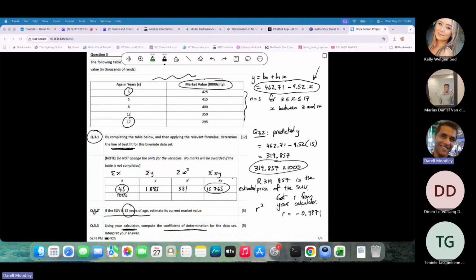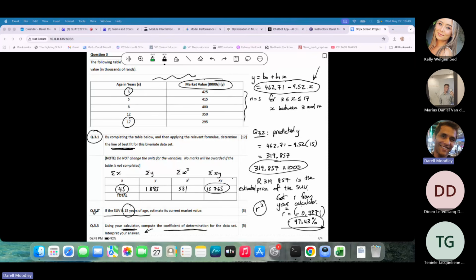If that's R, then your R squared is just squaring this value and expressing it as a percent. If you do that, you'll get 97.43%. And then you must interpret your answer. The question even tells you that. How you interpret your coefficient of determination is you look at the value you got, and what it's telling you is that 97.43% of the variation in your Y can be explained by X.